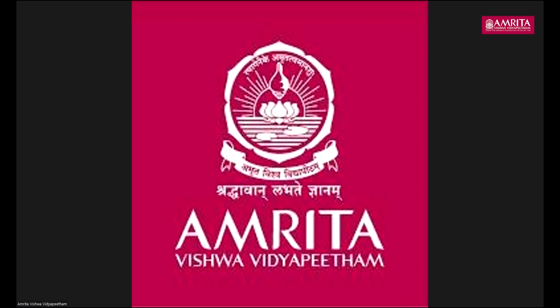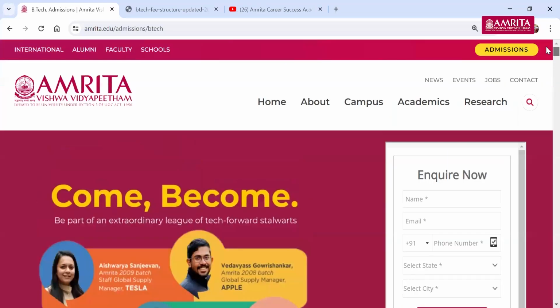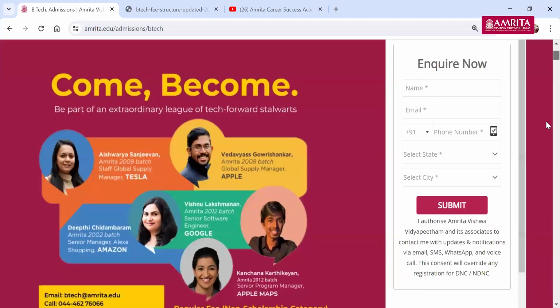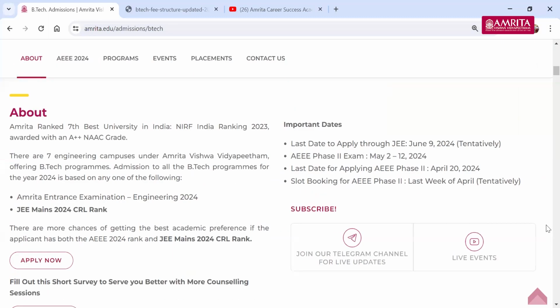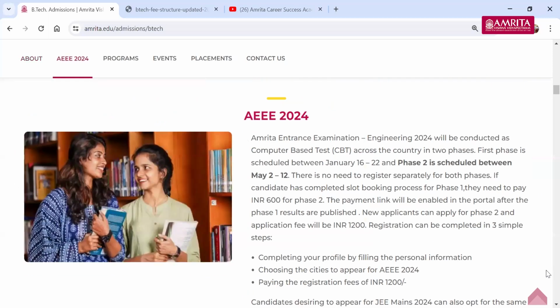Just a second, to every student who is here. This is the BTech admissions page, the page where you have applied for Amrita BTech, right? This is the page where you clicked the apply now button and applied. There is a Telegram channel. You can join that channel to get the updates. And there is a special session by our director on 18th. You can register for this event. It's going to cover all your queries related to admission, scholarships and everything.